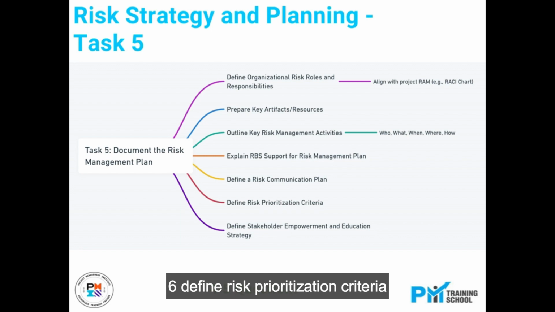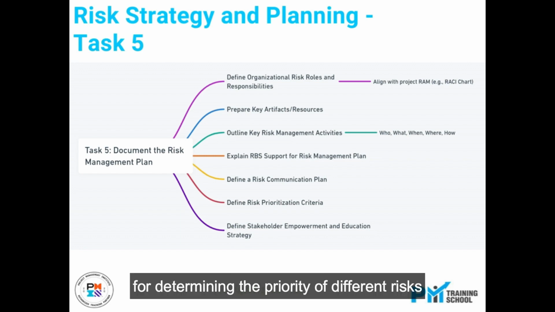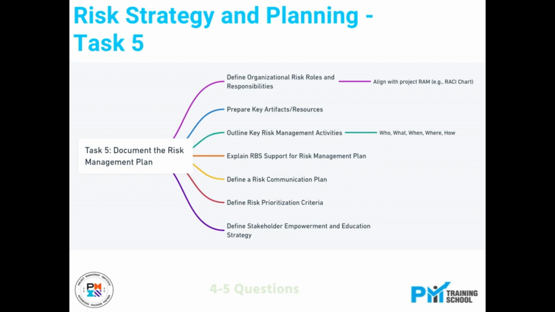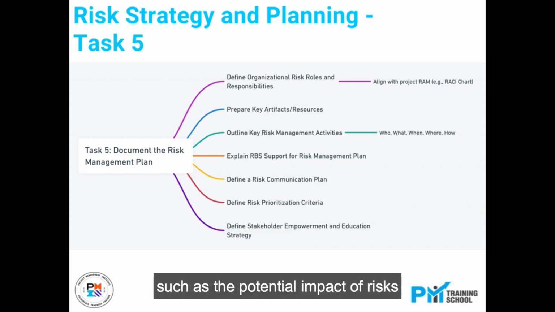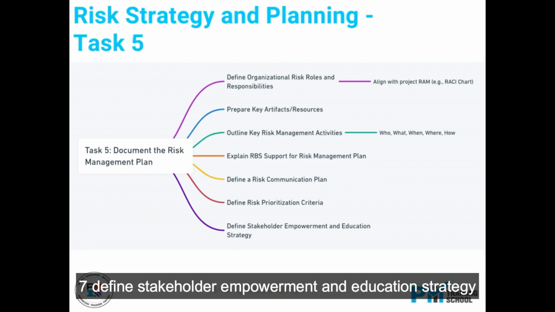6. Define risk prioritization criteria. Set the criteria for determining the priority of different risks. This could be based on factors such as the potential impact of risks, their likelihood of occurrence, and the organization's ability to respond. 7. Define stakeholder empowerment and education strategy.